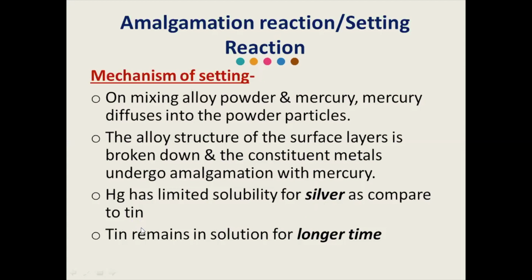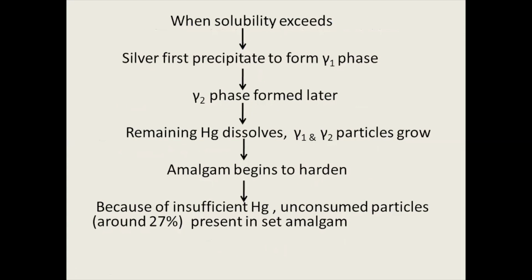And because of this solubility, less solubility of tin remains in the solution for a longer period of time as compared to the silver. So as the solubility exceeds the weight percentage, silver first starts to precipitate. As its solubility is less, it starts to precipitate first as compared to tin, and there is a formation of gamma 1 phase, that is silver mercury phase.